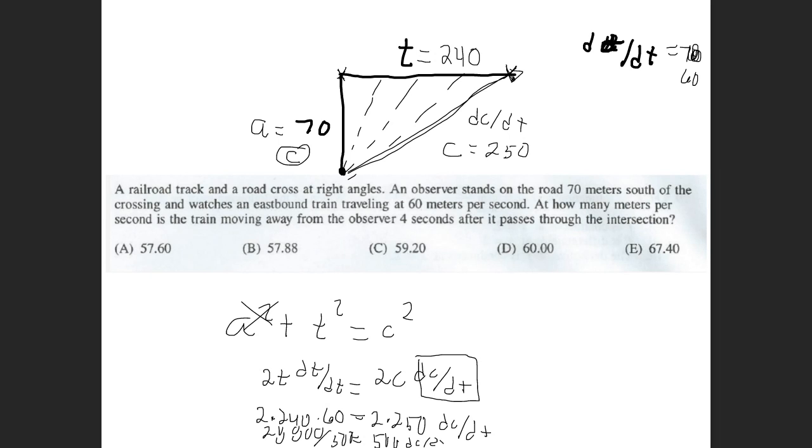So what is 28,800 divided by 500? 57.6. So that is how fast that train is moving away from the observer. Okay, any questions on that?